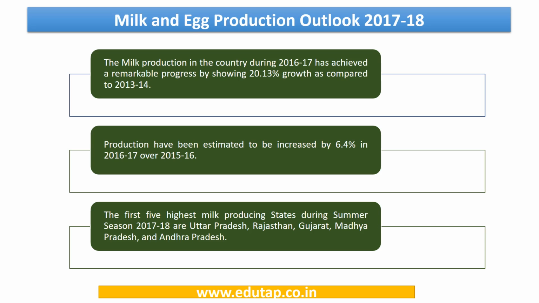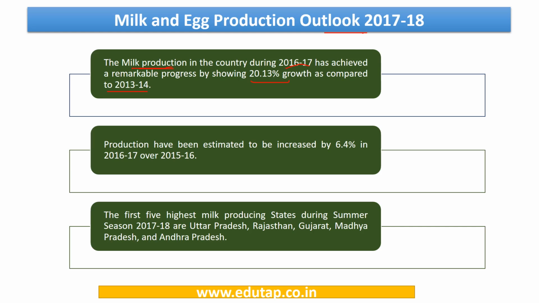The next topic is the milk and egg production outlook for the year 2017-18. Certain figures have been released under this outlook for egg and milk production in the country. Talking about milk production, it has increased with a growth rate of about 20% during 2016-17 as compared to 2013-14.